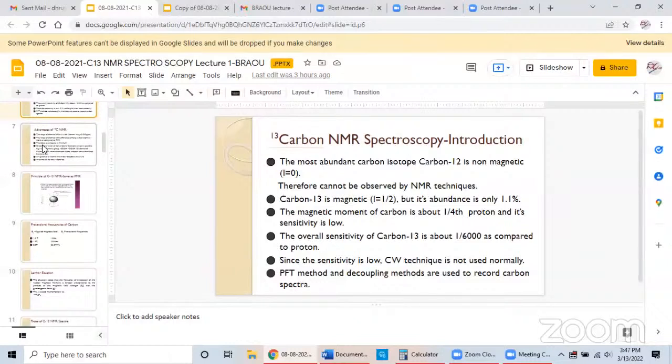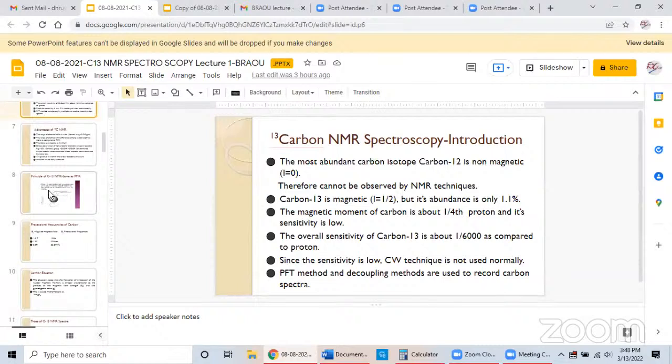Here, carbon-13 is normally not recorded with the continuous wave technique, because it would take days together to record one C13 NMR spectrum. We will discuss the different types of recording later. You must have come across them in proton NMR already. For your information, there are two recording techniques: continuous wave mode and PFT mode. Continuous wave mode takes a longer time, while the PFT mode takes less time, and here the PFT method is used to record the spectra.